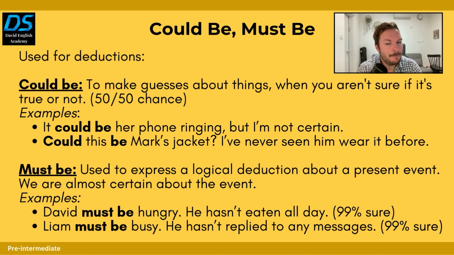Now, let's go to must be. It's used to express a logical deduction or guess about a present event. We are almost certain about the event. 99% sure, 95% sure. For example, David must be hungry.